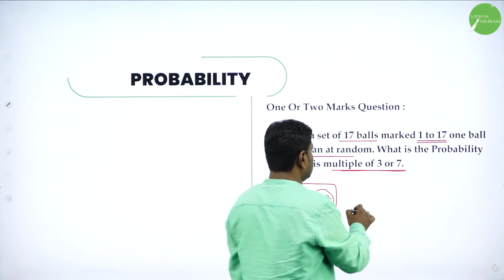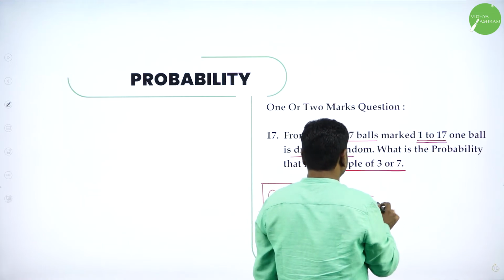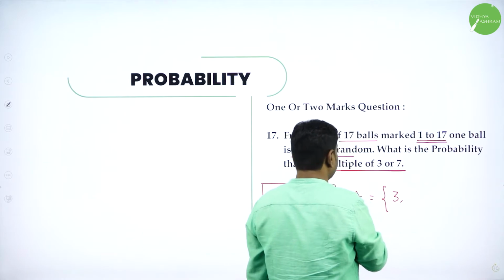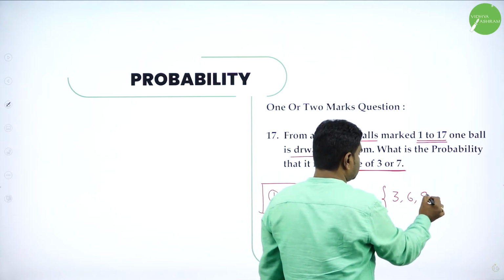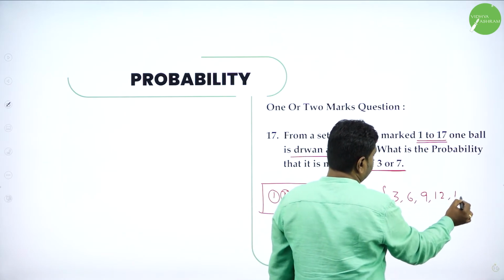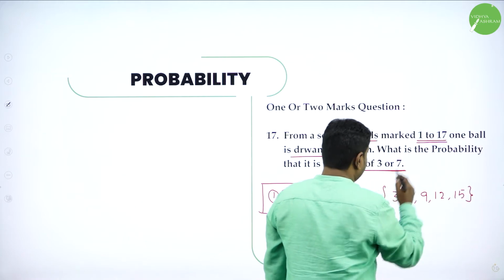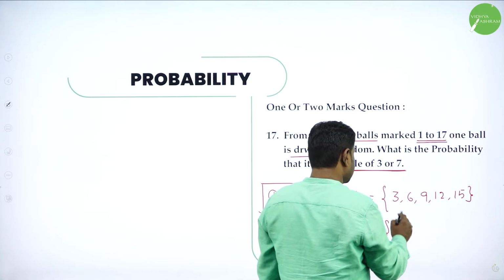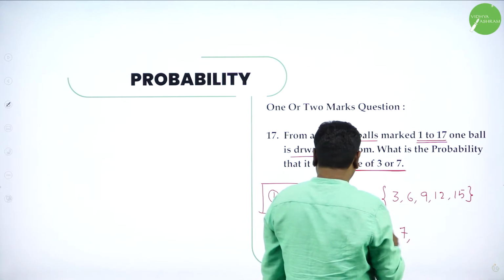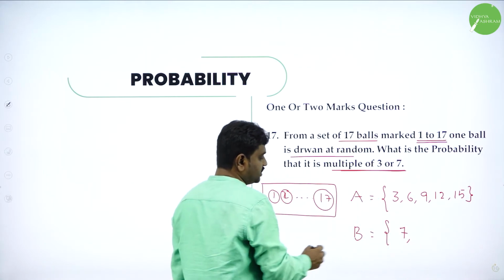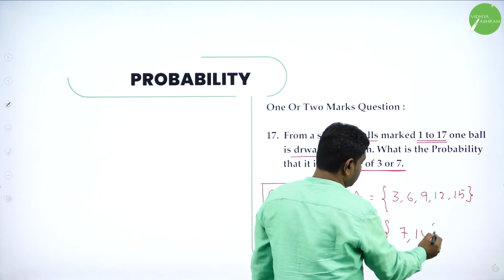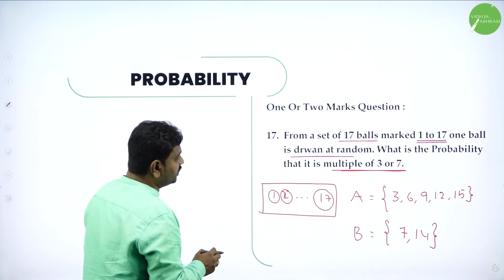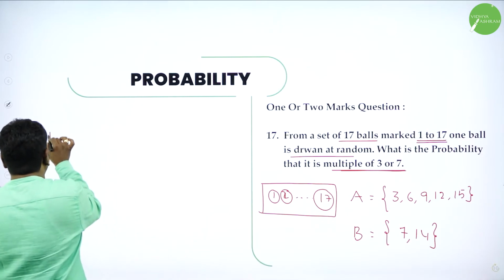So in this, first I will define set A. Set A means multiples of 3. What are multiples of 3 from 1 to 17? 3, 6, 9, 12, 15. Then what is set B? Set B is multiples of 7. In the balls 1, 2, 3, 4, 5 till 17, 7 will be there, 14 will be there. That's it.